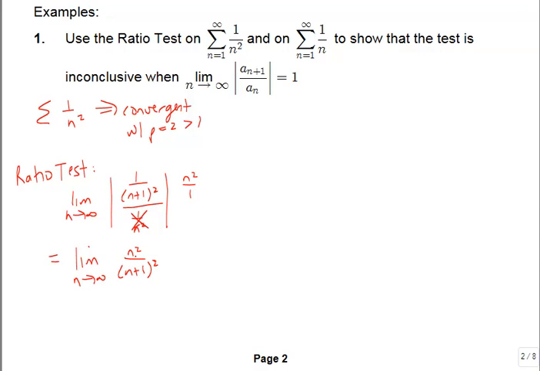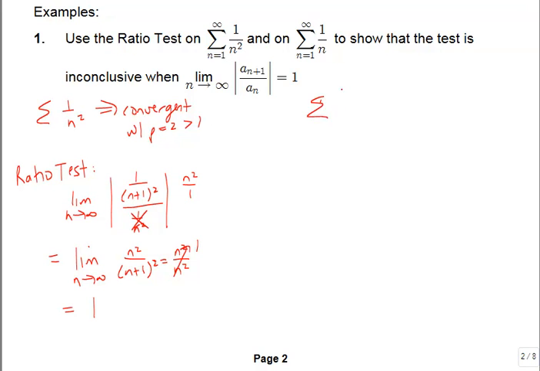And the limit of this, you can see this is dominated on top by an n squared and dominated on the bottom by an n squared. So in the limit, that's just going to go to 1. So this is that inconclusive case. So by the ratio test, we wouldn't be able to conclude whether or not this is convergent or divergent. However, we know that this one is convergent because it's that p-series with p being equal to 2.